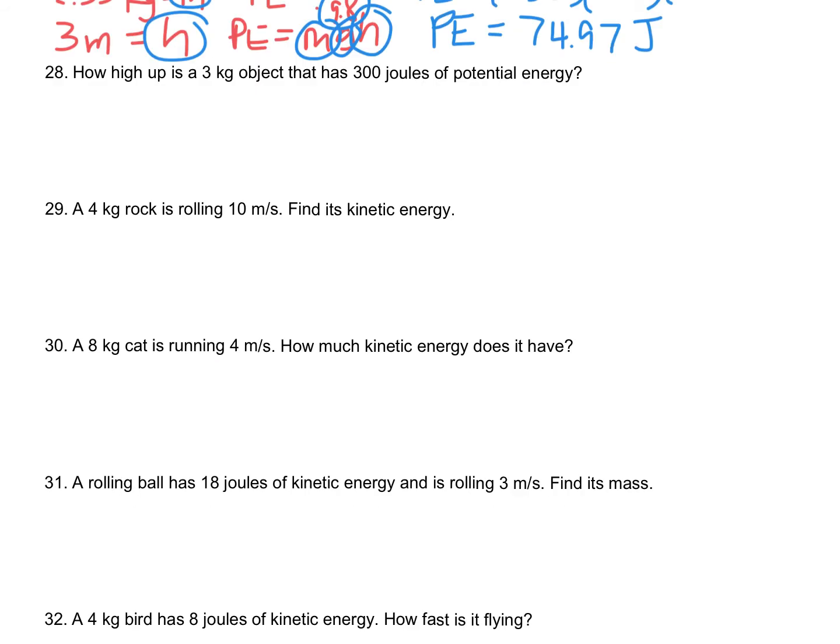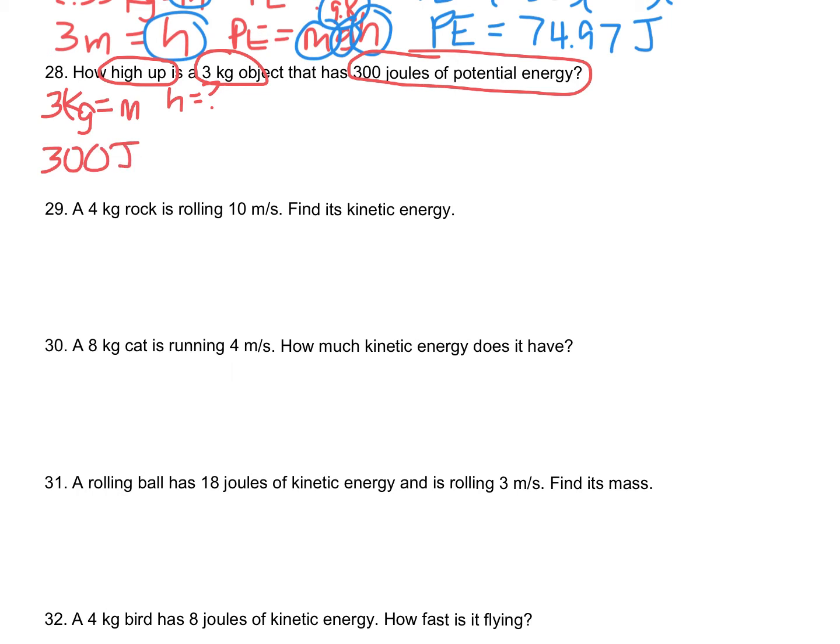Looking at question 28, it says how high up? So high up, that's height. It sounds like they're asking about what the height of the object is. If you have a 3 kilogram object, so first of all, if we have something that's 3 kilograms, that means we have its mass. And there's 300 joules of potential energy. Okay, so they gave us the potential energy stored up. We want to know the height of the object.